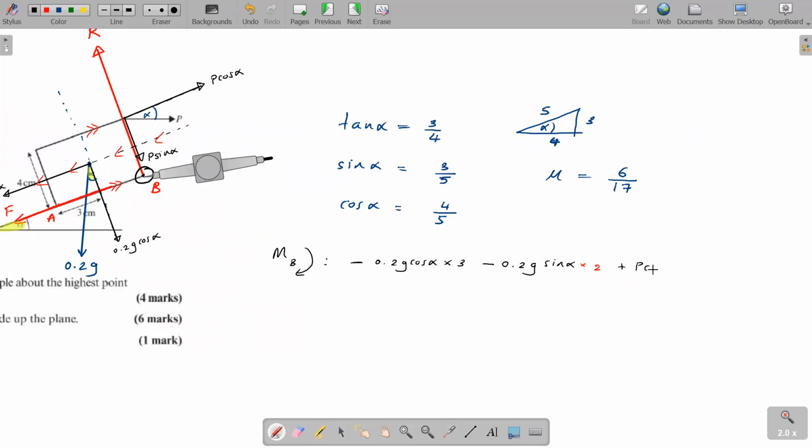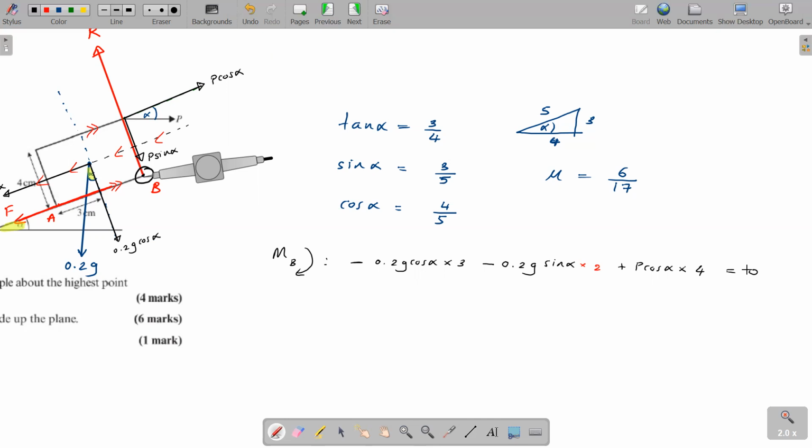So plus P cos alpha into what's the perpendicular distance, guys? The perpendicular distance between B and P cos alpha is the height of the cylinder. That's directly 4. That's it, guys. P sin alpha doesn't give us any moment. Normal reaction and friction don't give us any moment. So this is equal to 0. So you can see that it gets really simple if you do the resolving correctly.